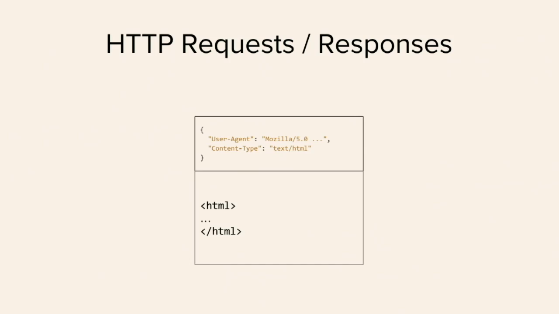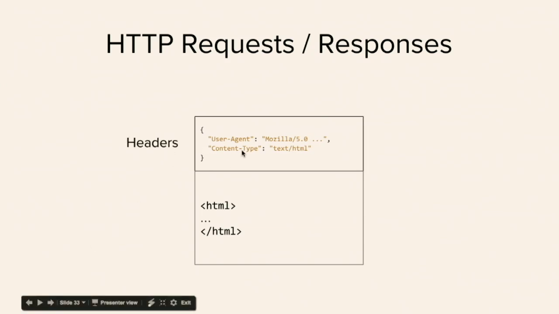Now, requests and responses, they all have the exact same format. There's always two parts to a request. There are the headers, which are up here. This is basically a key value store. So there's a piece of data on the left, which is the key, and a piece of data on the right, which is a value.